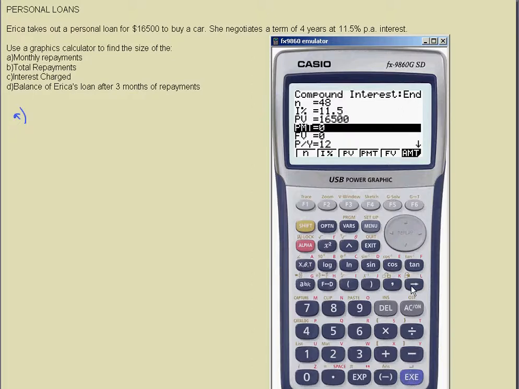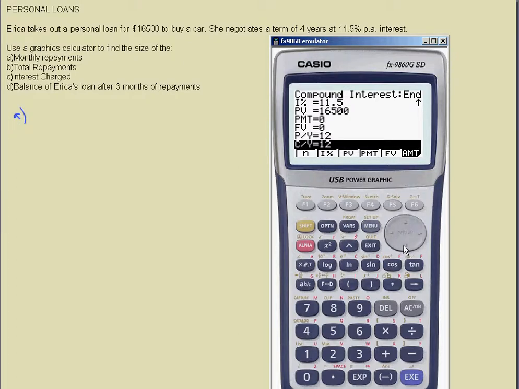And the payment, we don't actually know yet. In fact, that's what we're trying to work out. We'll let the calculator do that for us. Let's just go across to future value. We're anticipating the future value to be 0 because by the end of this, we'll have paid it back. So the money, the 16,000 we borrowed, will have been completely paid back. So we're down to 0 for the future value.